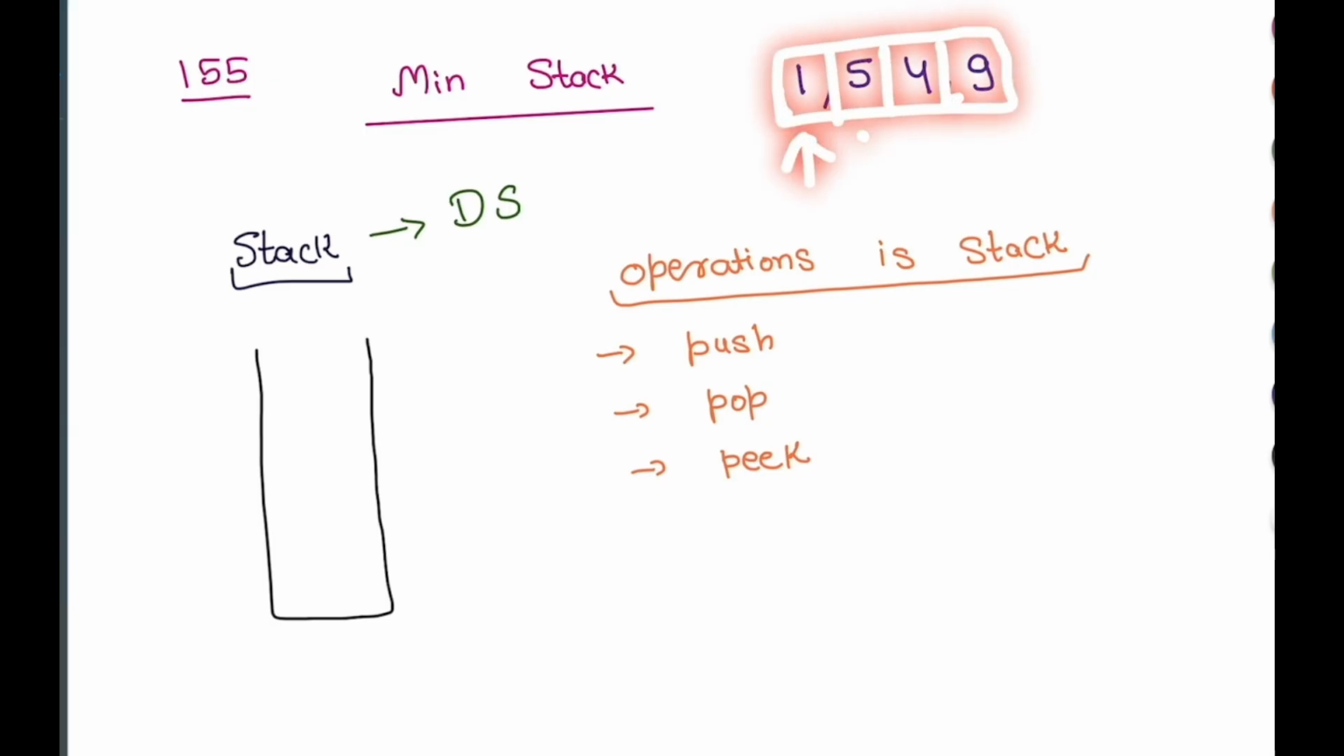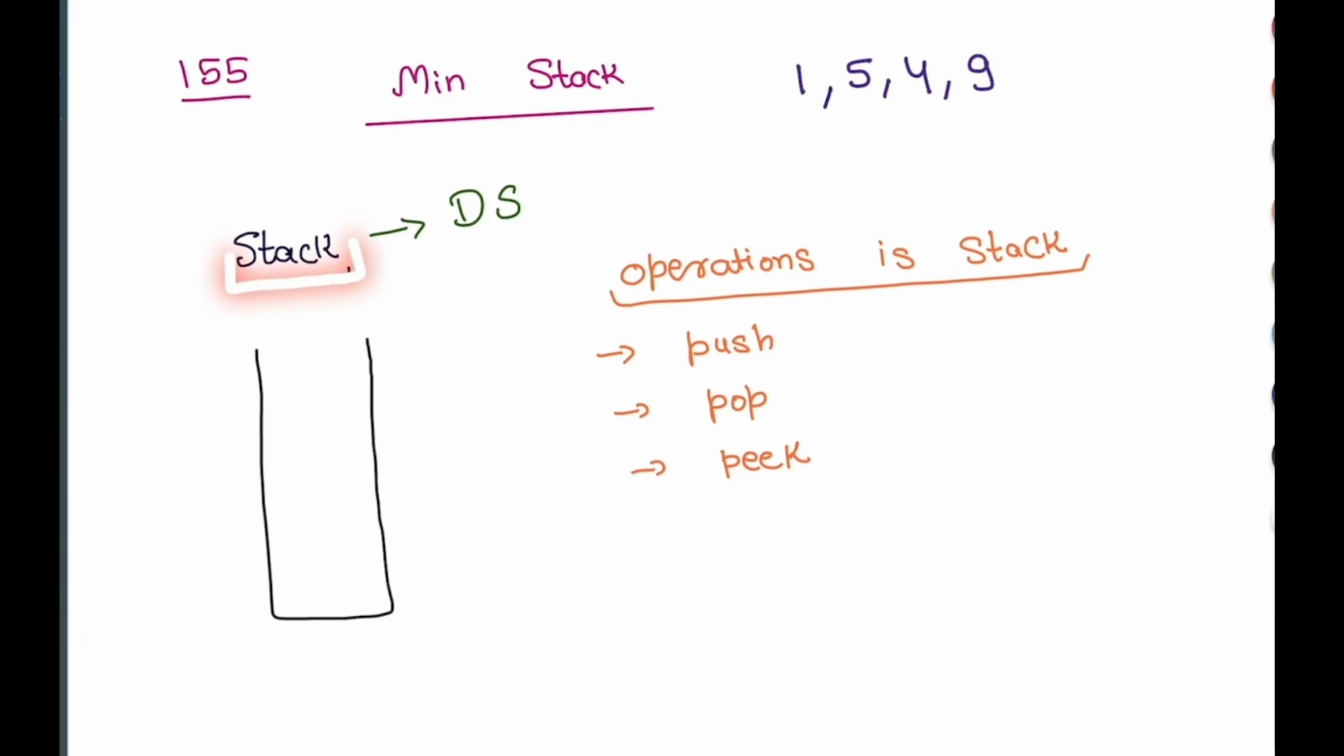You are organizing your data based on the indexes, right? The indexes are going to be 0, then 1, then 2, then 3. If you want to access a particular element, you are going to say, okay, what is at index number 2? It is 4. This is one of the ways to organize your data. Stack is another way to organize your data.